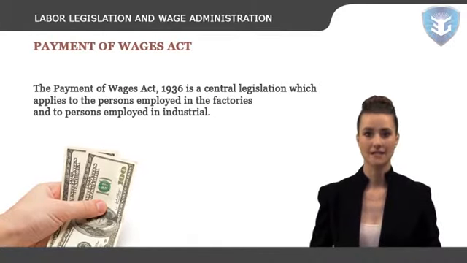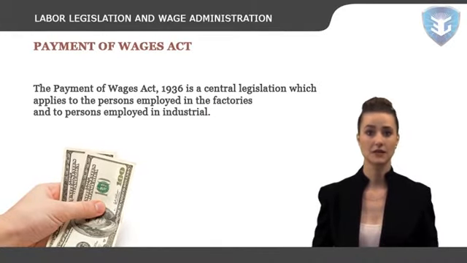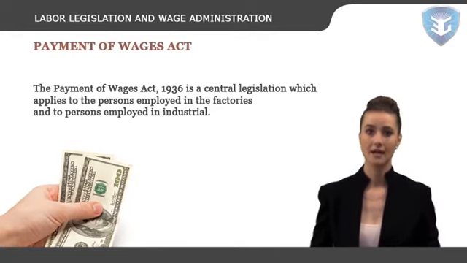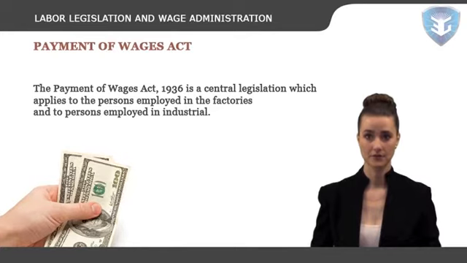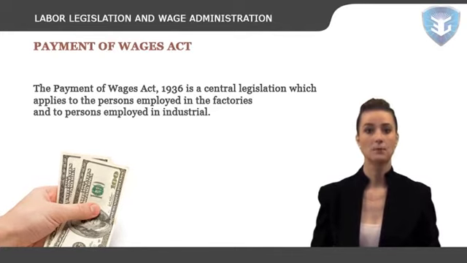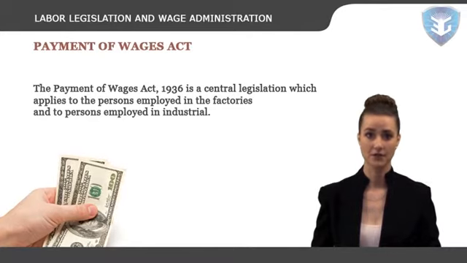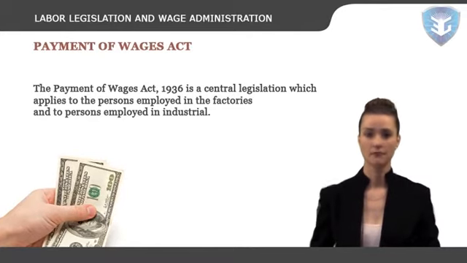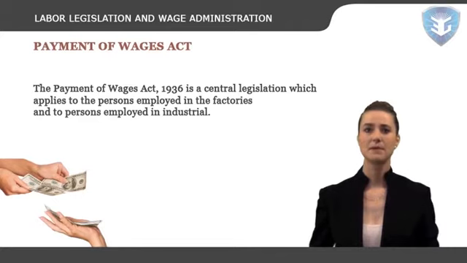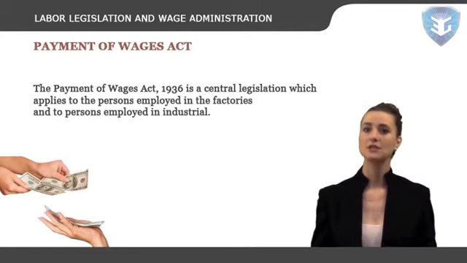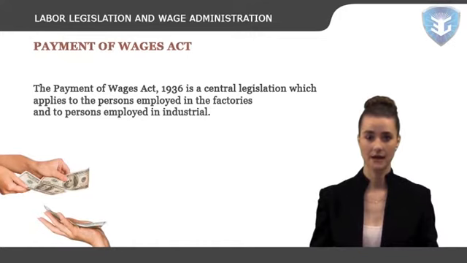Payment of Wages Act 1936 is a central legislation which applies to the persons employed in the factories and to persons employed in industrial establishments. This act does not apply on workers whose wages payable in respect of a wage period average $32 a month or more. Since the minimum wages are much higher, this act has become almost redundant in its present form. The Ministry of Labor has already initiated the process for suitable amendment of this act.